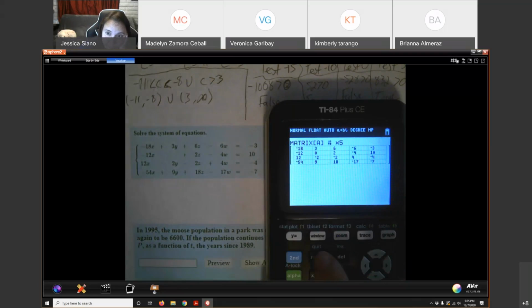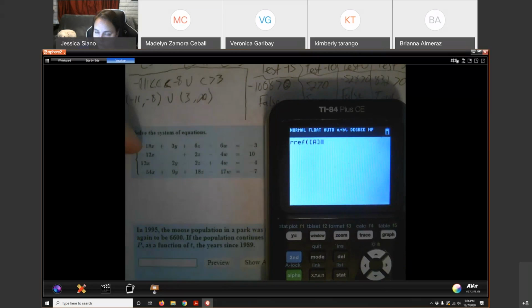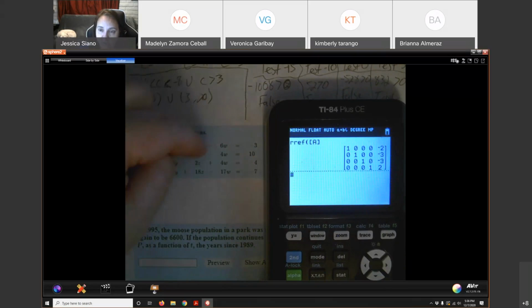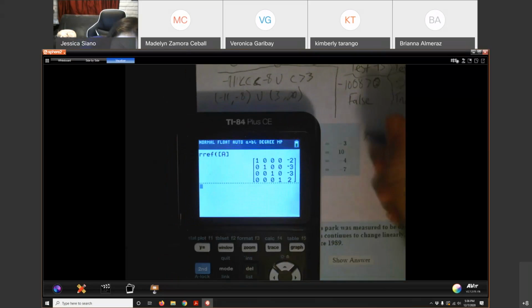Then you go back to matrix, over to math, and you scroll down until you get to RREF, not REF, RREF. Press enter, back to matrix, and enter on A because that is where you have your matrix stored. And now here, if we go X, Y, Z, W, then this is X, Y, Z, W. So I have X equals -2, Y equals -3, Z equals -3, and W equals 2.